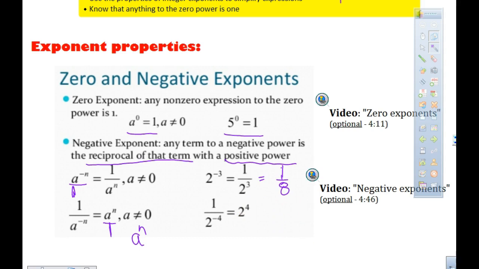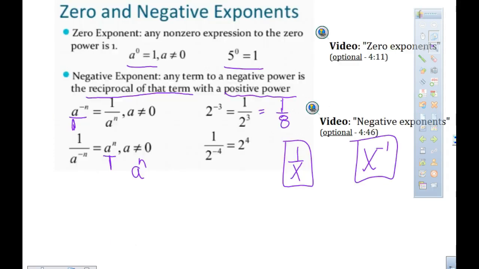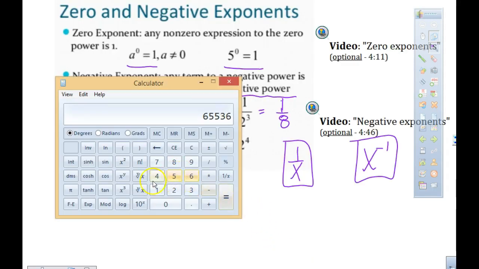So on your calculator, you also have a key that, for some of you, is x to the negative 1. So I want you to find your x to the negative 1, or let's see on my calculator, 1 over x. I want you to put in 2 and then hit that key. If it's 1 over x or x to the negative 1, what did you get?